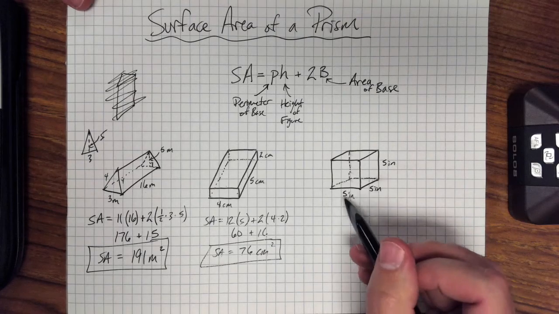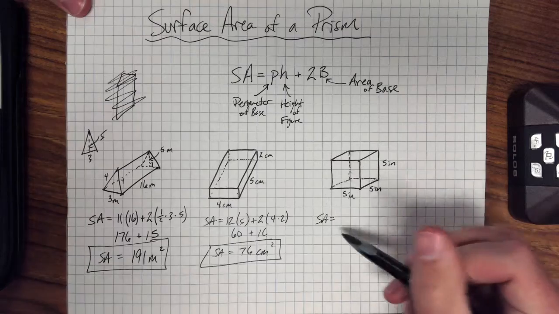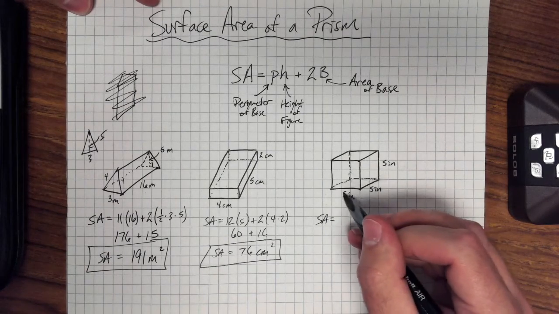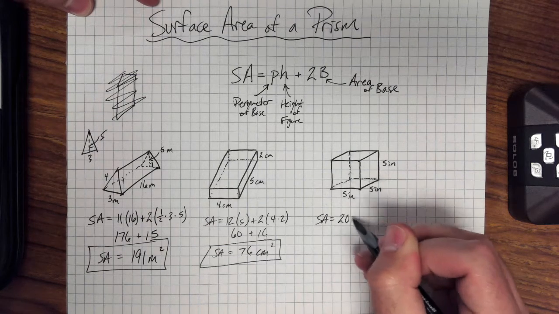Over here, we have a cube. So it's going to be very similar to that last one. We're going to do the perimeter, so 5, 5, 5, and 5. So 5 times 4 is 20. The perimeter of the base is 20.